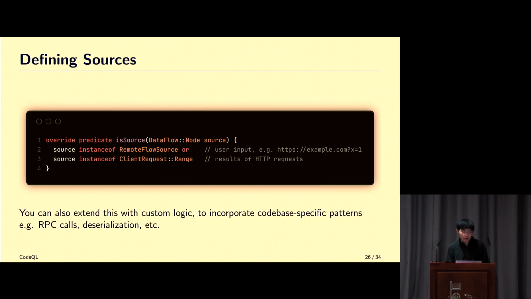So for isSource, these are some general predefined sources that you can have. Remote flow sources are user input, for instance, in the browser's URL. Client request is the results of HTTP requests that you make. But because you're generally going to be using CodeQL in your CI pipeline, you might want to extend this with custom logic. Depending on how your code base is, you might have custom RPC calls, deserialization, whatever, that you want to add into this isSource.